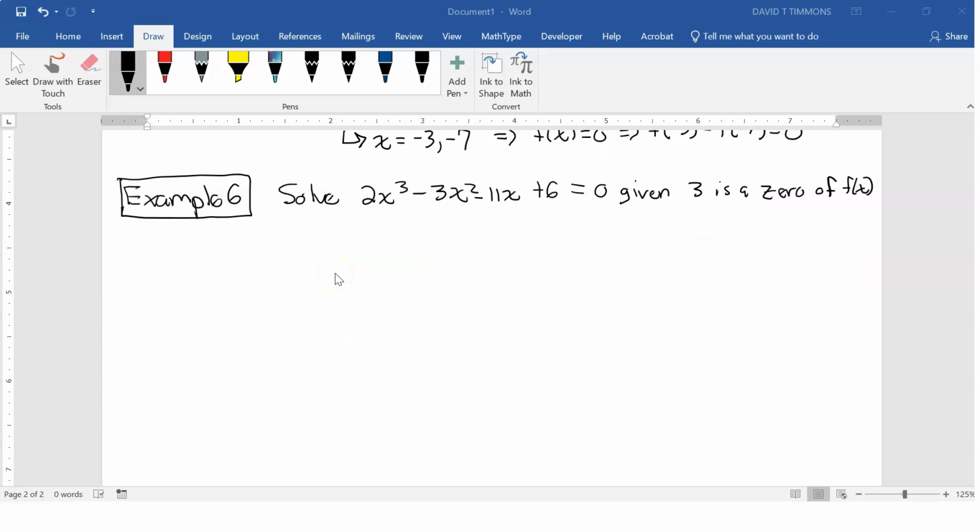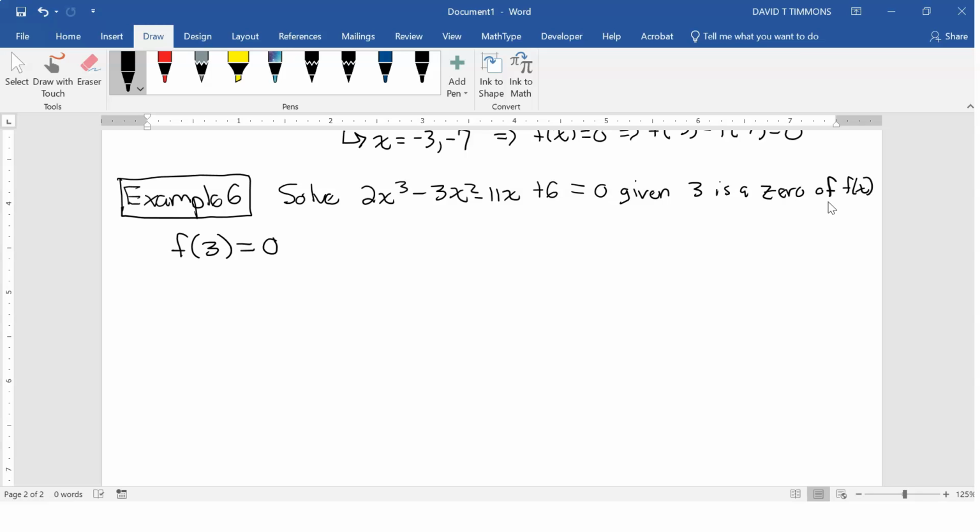Let's look at example 6 on page 391 of the textbook. Solve 2x cubed minus 3x squared minus 11x plus 6 equals 0, given 3 is a 0 of f of x. So that fact is really important to get the problem started. What they're saying is that f of 3 is equal to 0.